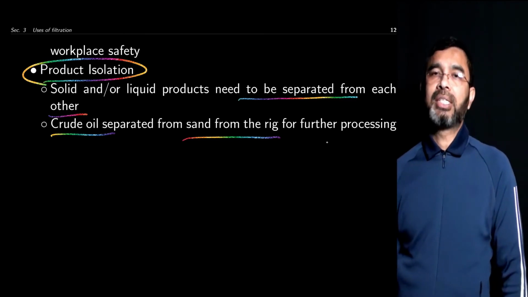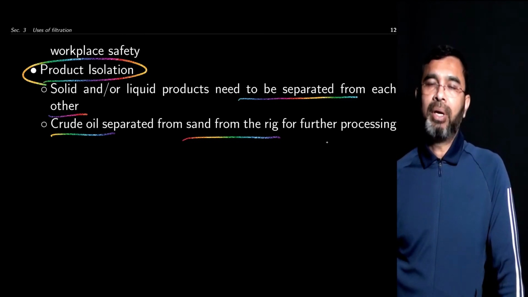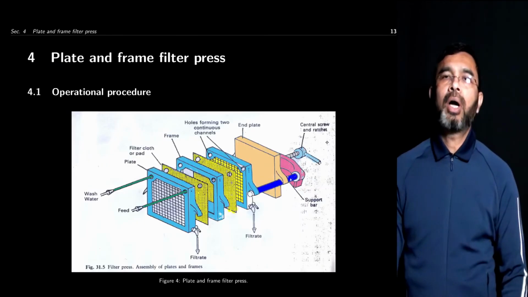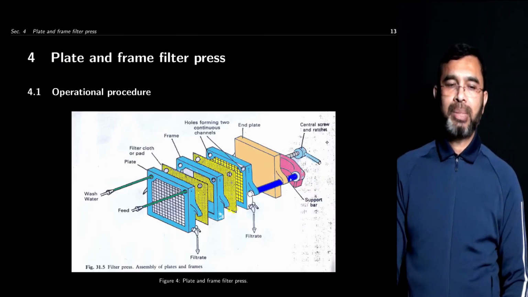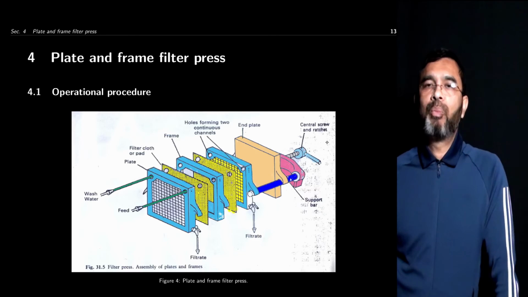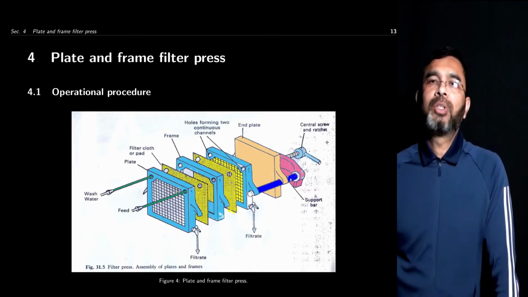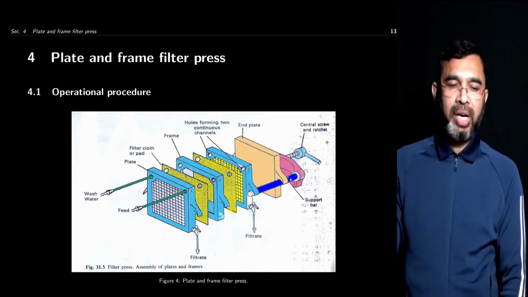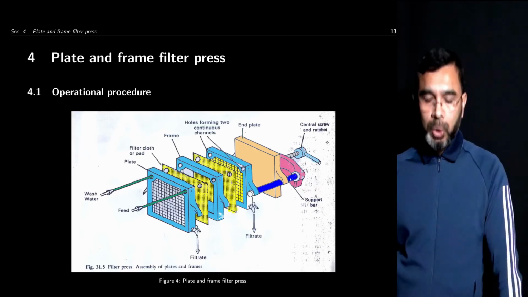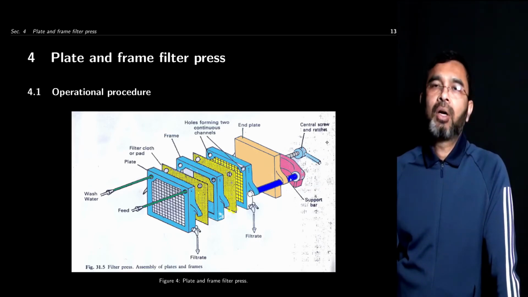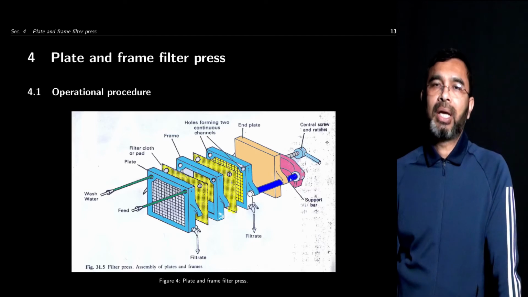There are other numerous examples. I just highlighted a few here of different types. Now we'll talk about some basic operational aspects of selected equipment for filtration. It's not possible to cover all of the different machineries available. However, we'll cover two filtration equipment which are commonly used in the process and chemical industry.